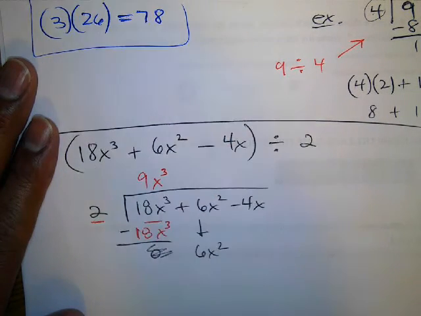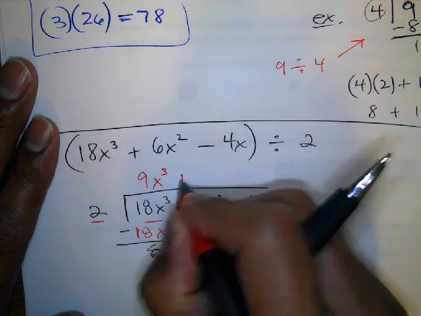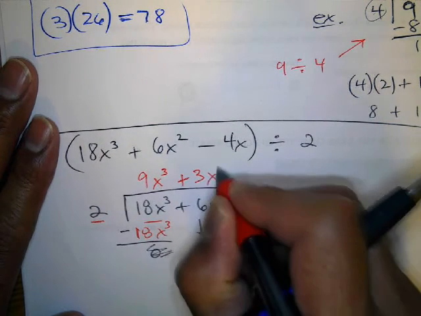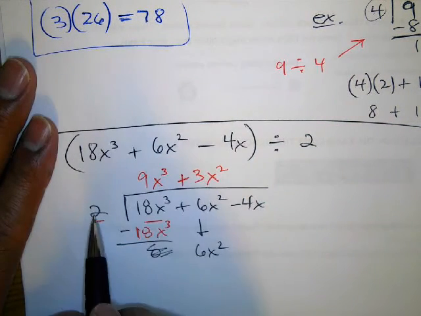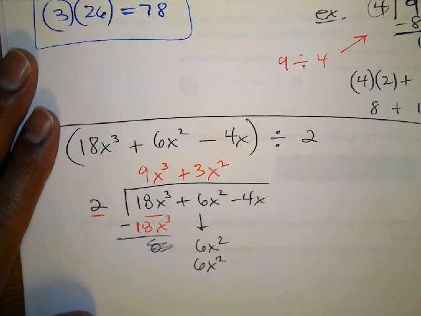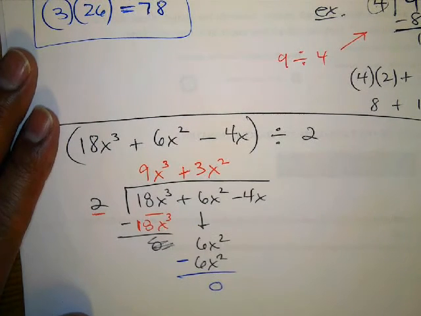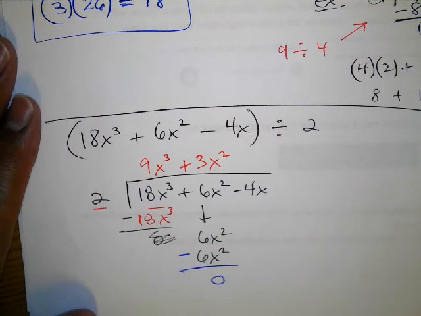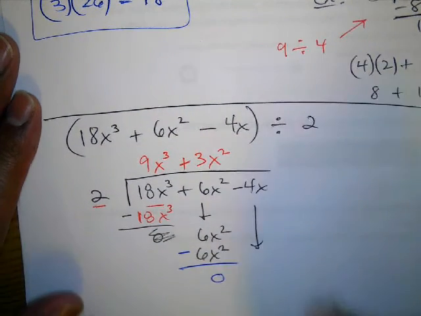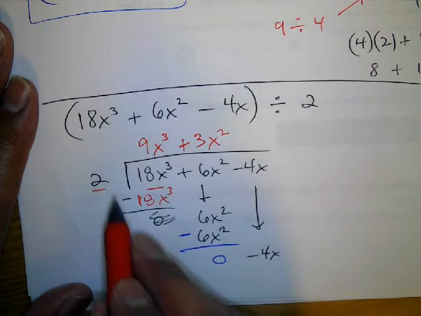2 times what will give you this? That's kind of like the division: you know the answer and you know one of the factors, you're trying to find the other one. That'll be a plus 3, 2 times 3 is 6. Oh, I need x squared though. Is it true that 2 times 3x squared is equal to 6x squared? Yes, it is. Then you subtract and you get 0. Well, we're getting lucky here. This is an easy one, right? And how do we know we're not finished? Well, because there's another term there. Now it's negative 4x.